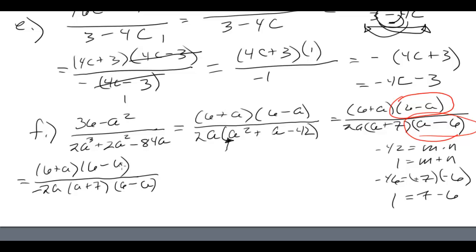These two terms are the same. So I have common factors in both the numerator and the denominator. I can cancel them out. If I cancel them out of the numerator and the denominator, they both become 1. Or if you think about the fact that this is some number over the same number, that's going to be 1. In either case, I end up with 6 plus a over minus 2a times a plus 7.